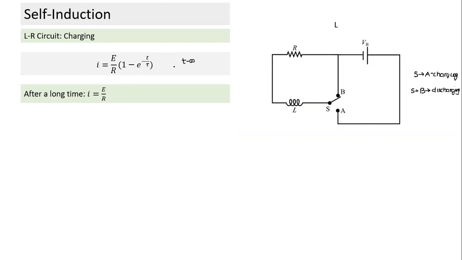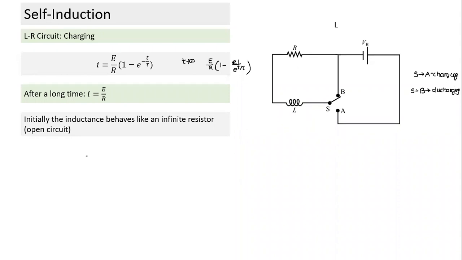If t is tending to infinity, this expression could also be written as E by R times 1 minus 1 by e raised to power t by tau. So t becomes infinity, this term, the denominator, becomes infinity, and this whole term becomes 0. So as t tends to infinity, the current is E by R, which is not very surprising. After a long time, it behaves as if this inductor is not present, like a conducting wire. Okay, so that's what happens after a long time.